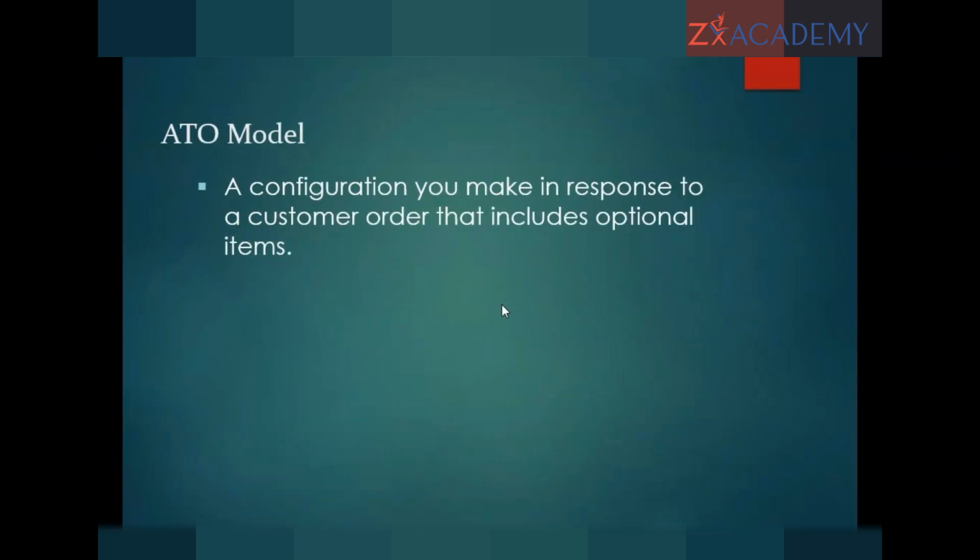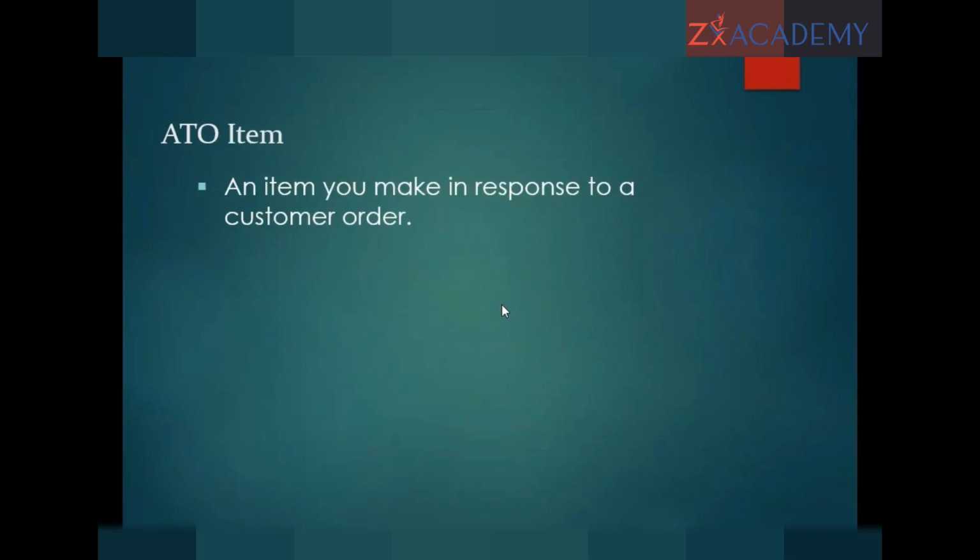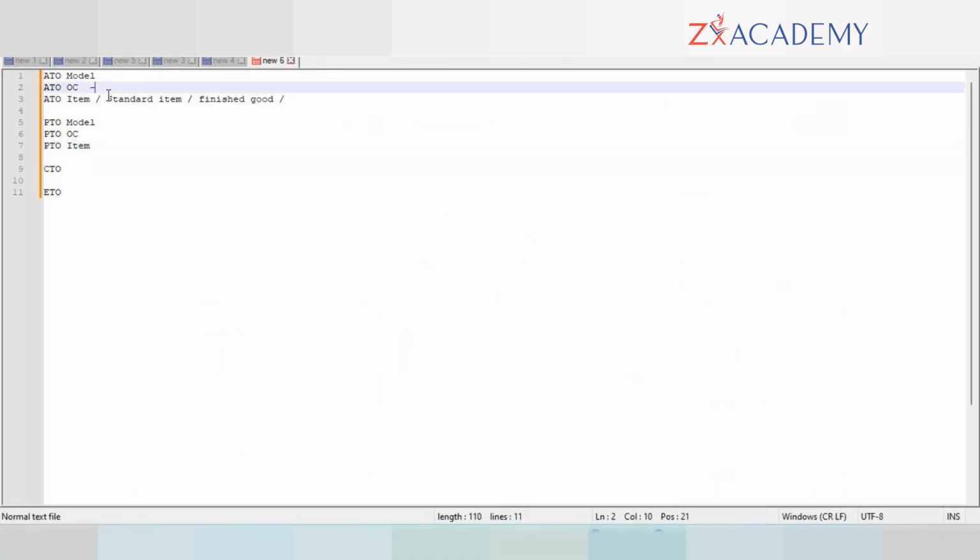Let's start with the ATO model. This is the actual top model that the customer orders from us, and it includes the optional items, whether we need them or not. Then we go to the ATO option class. Just to put it in a hierarchy, this standard item will have this option class between the model and the item.